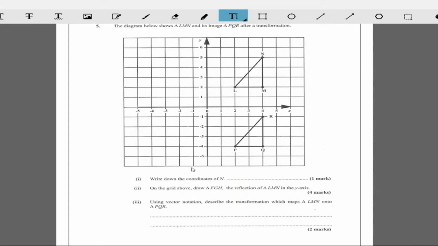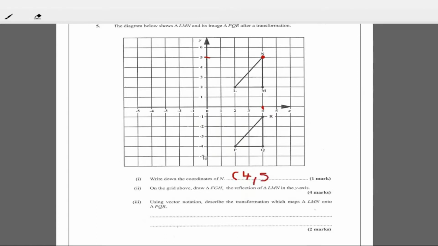It says, write down the coordinates of N. This is where N is. The coordinates of N, the X value is 4 and the Y value is 5. So N is 4, X value first, then a Y value of 5. So that's the coordinates of N.